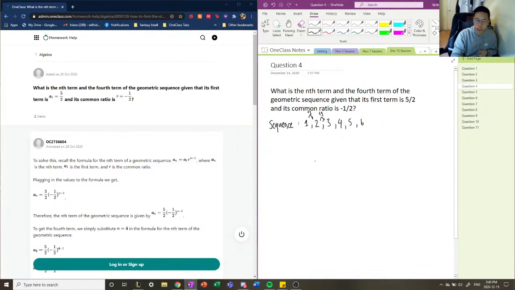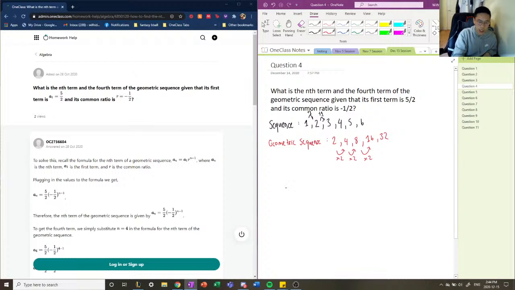Okay, so a geometric sequence follows a pattern where the next term in the sequence is multiplied by what we call a common ratio. A very simple one would probably be 2, 4, 8, 16, 32. The common ratio here is 2. So we multiply by 2, we multiply by 2, and the next term in the sequence is the multiplication of the common ratio by the last term in the sequence, okay?